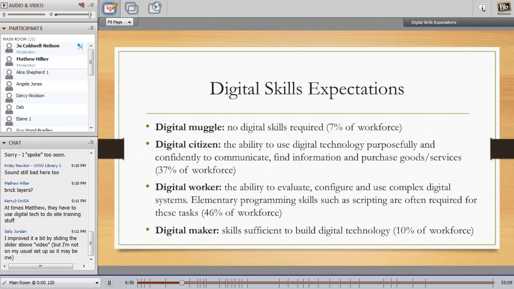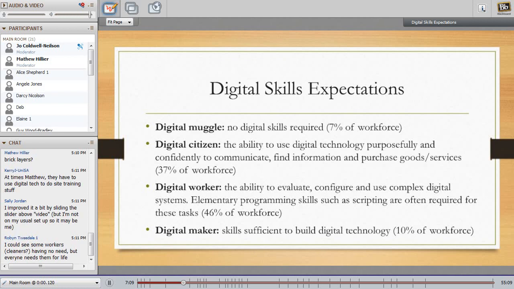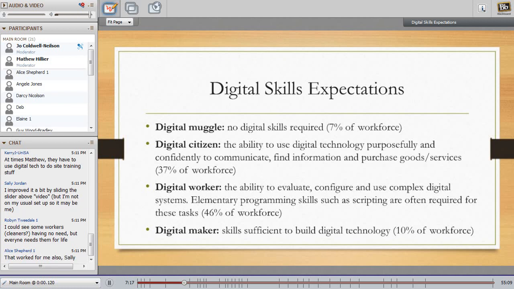Digital maker are the technologists of the workforce. So these are the people who would be expected to build digital technology. So these are the computer scientists and information systems people. So digital worker really relates to all disciplines, and we need to be able to prepare our students to work effectively in a digital environment.